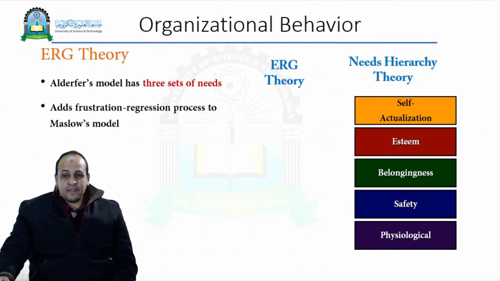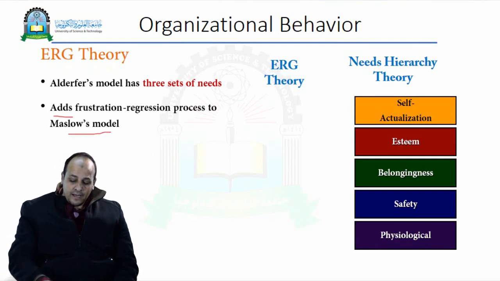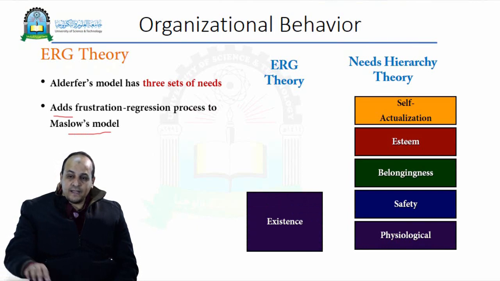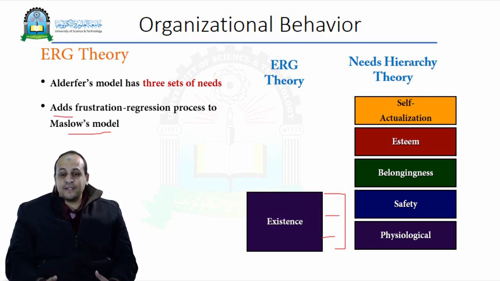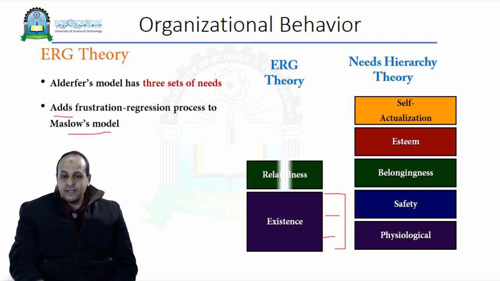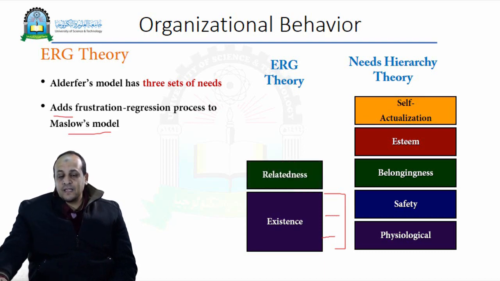Another theory is the ERG theory, which is Alderfer's model that has 3 sets of needs. Here he adds a frustration regression process to Maslow's model. As we can find here, this is existence, which means that employees should basically have these 2 elements as the main entry kind of motivation, and then we have relatedness.